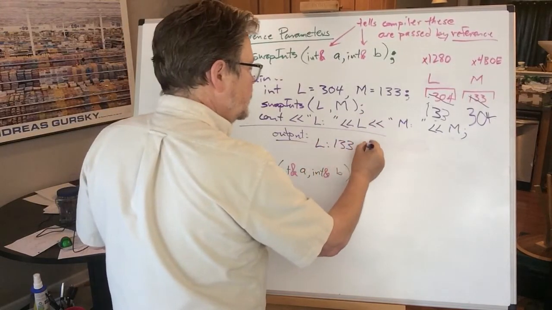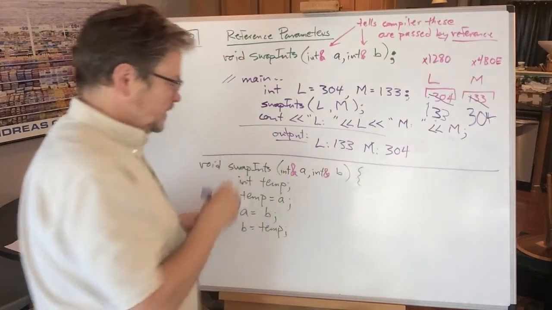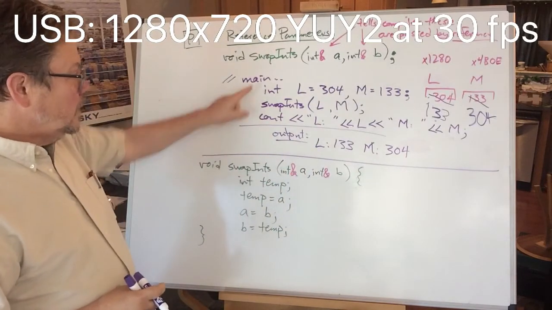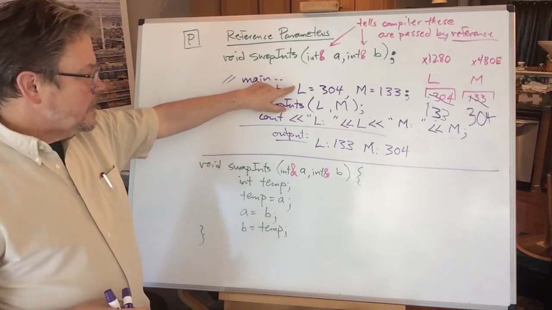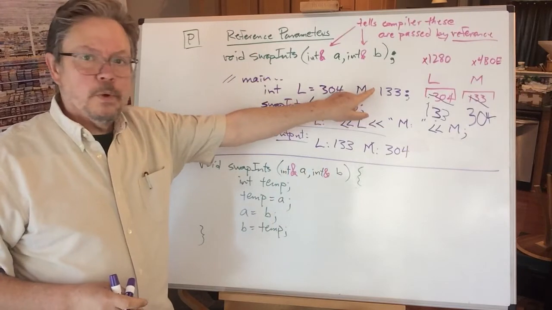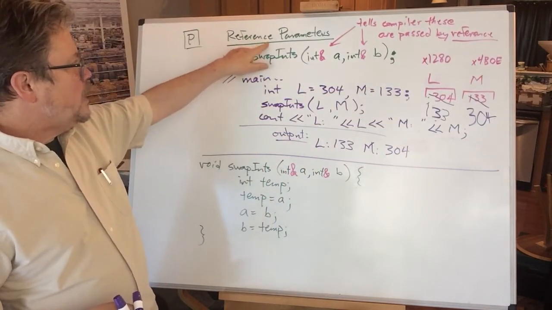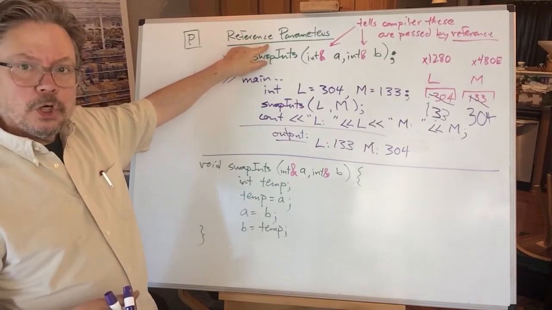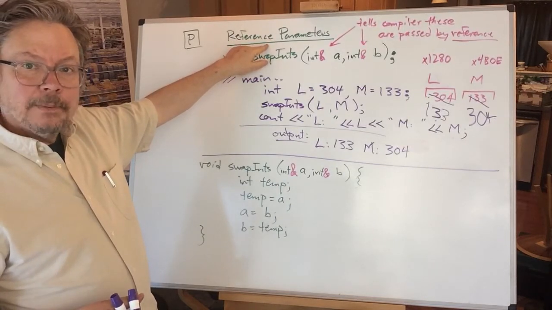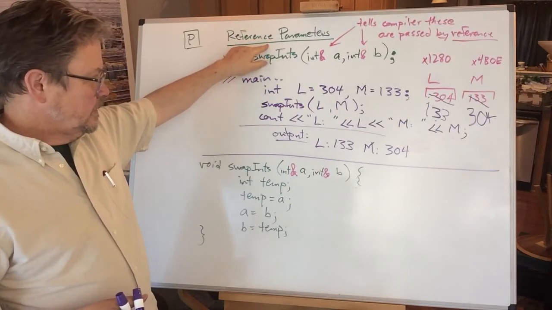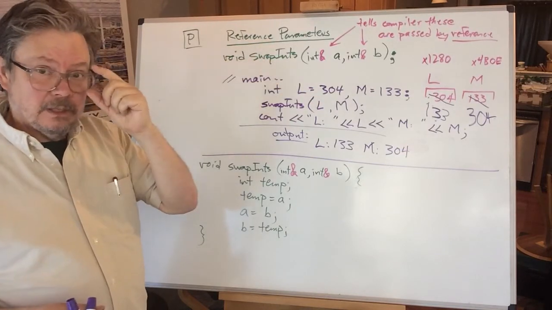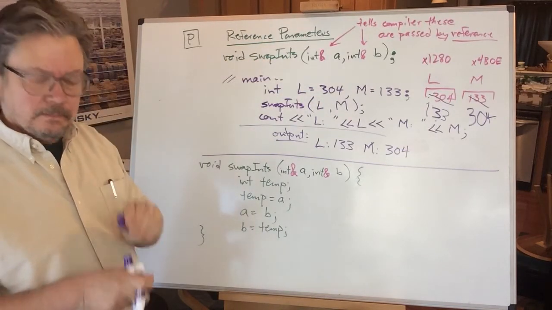Space M colon, the value of M, 304. Look, we started off with L equal to 304, M equal to 133. We called our new improved version of swap-ins that uses reference parameters to swap the two values. And yes, as if by magic, the two values are swapped.